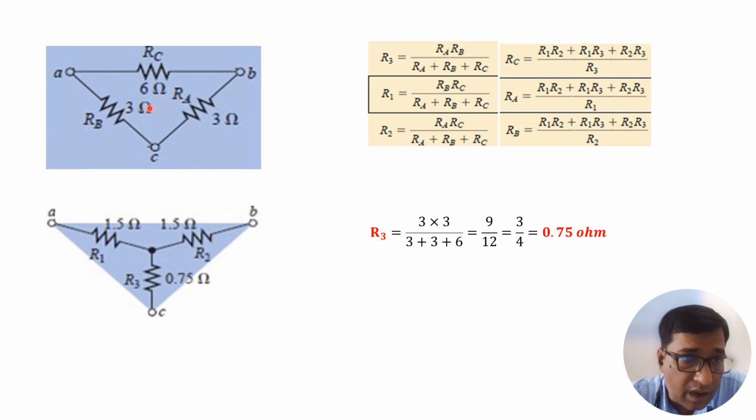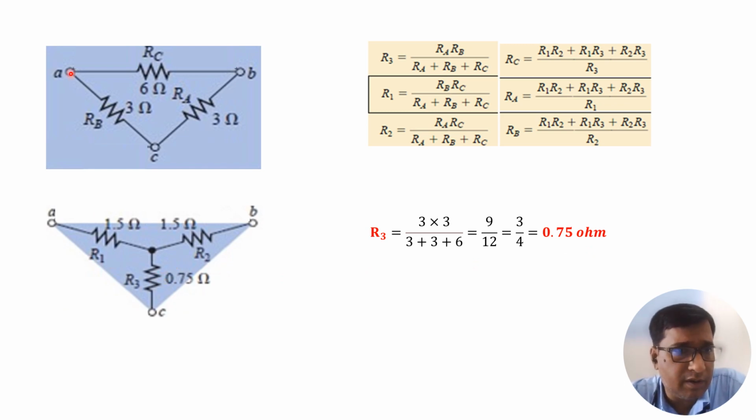So for R3, the adjacent resistances will be RA, RB, divided by the sum of 3. So the value of R3 will be the product of RA and RB, means 3 and 3, divided by the sum of 3, means 3 plus 3 plus 6. 3 into 3 divided by 3 plus 3 plus 6, so 9 by 12 or 3 by 4 or 0.75. In this way we can find the value of this one. Similarly, we can find the value of R1.